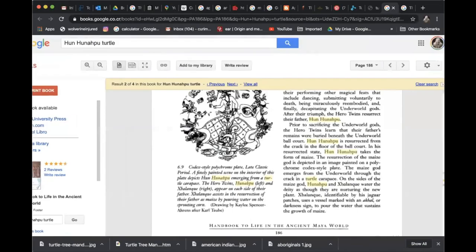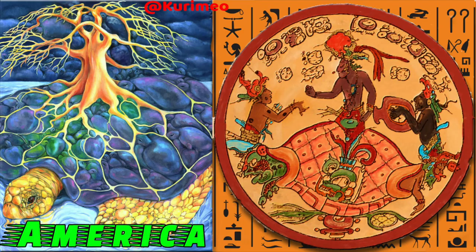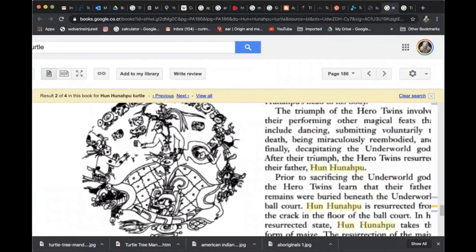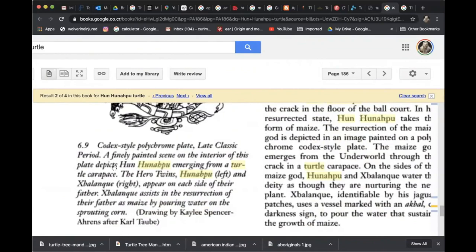Says here in the handbook Life of the Ancient Maya World, we're looking at this symbol again. Let me just zoom in. It says here that this symbol we just saw is a codex-style polychrome plate, Late Classic period. A finely painted scene on the interior of this plate depicts Hunahpu emerging from the turtle carapace. All right, he's emerging from the turtle.